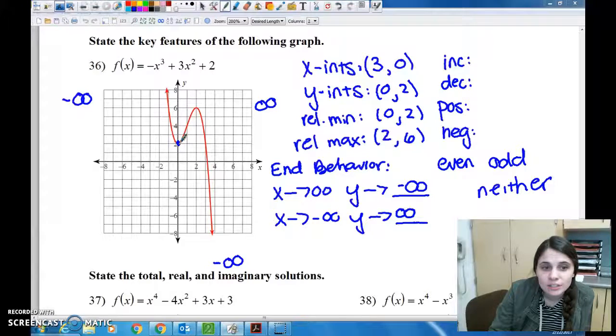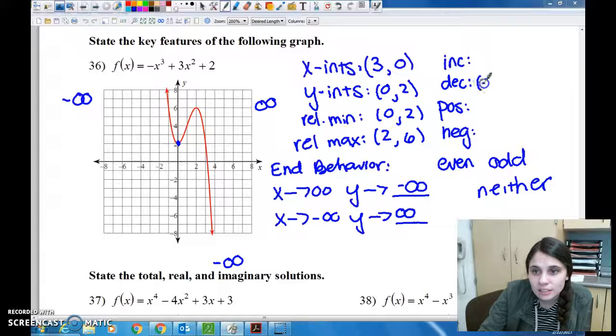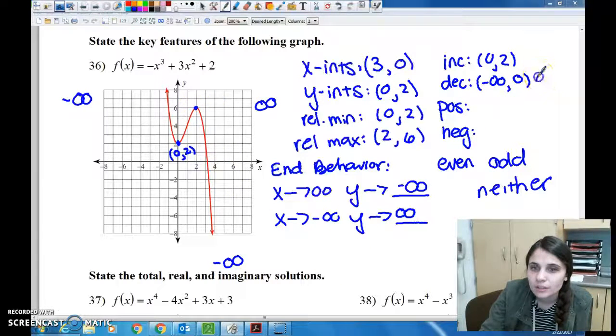And it's very tempting for people to say, okay, it's decreasing from negative infinity to 2, but we're using the x value of this point, and this point is 0, 2. The x value is 0, so it's decreasing from negative infinity to 0. And then from 0, it increases till the x value of this point is 2, so it's increasing from 0 to 2. And then it goes back to decreasing from 2 on and on to infinity. So it decreases from 2 to infinity.